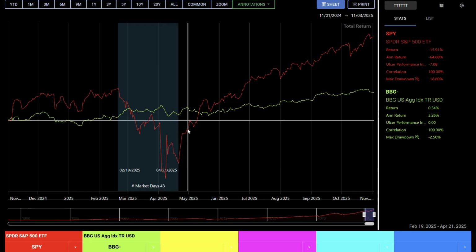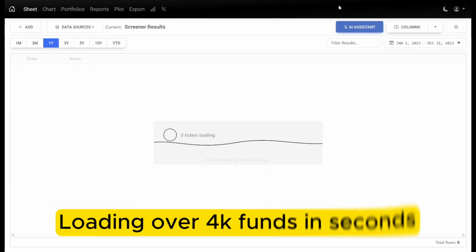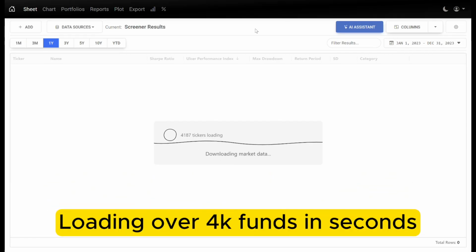That's the tariff sell-off. When I highlight this area, a button appears in the upper right. It says Sheet. This will launch the spreadsheet with this exact time frame of our chart highlight. Let me click it now. All right, we're on the sheet page now.